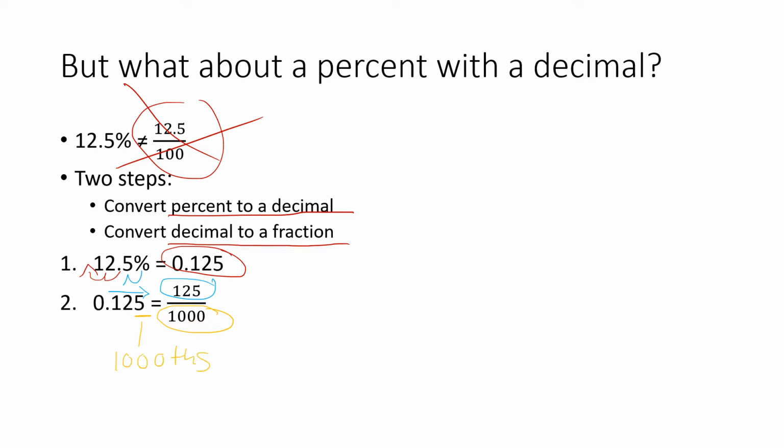You may want to go back and review your place values. The 5 is in the hundredths place, so our denominator will be, or thousandths place, sorry, I might need to go back and review my place values. 5 is in the thousandths place, so our denominator will be 1,000. So 12.5% is not 12.5 over 100. 12.5% is 125 over 1,000. And when you reduce that, this reduces down to 1/8. So make sure that you're paying close attention to your percents with a decimal in them.